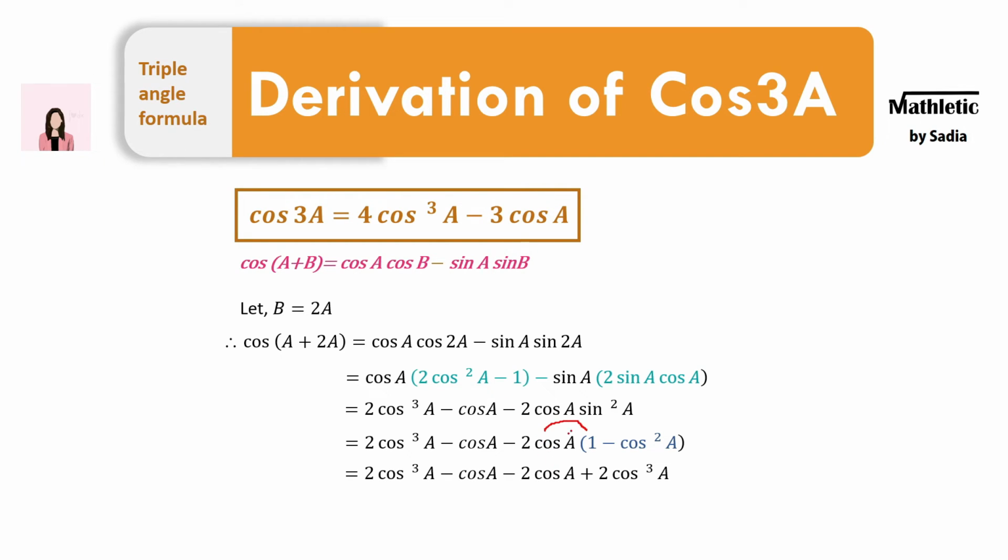So cos A into 1, and then 2 cos into minus cos squared. So minus minus will give us plus 2 cos cube A. So if we add this cos cube A, 2 plus 2 gives us 4 cos cube A. Then minus 1 minus 2 with cos A will give us minus 3 cos A. So we are done with the derivation of the triple angle formulas.